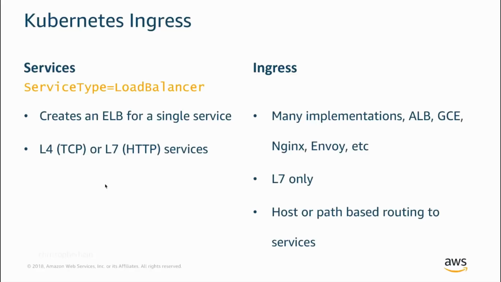Ingress, on the other hand, is L7 only and has many different permutations. For example, ALB ingress or the Nginx ingress. You can use this with Envoy and a lot of other solutions. And what it does is it provides you more customization into how you route into your applications. So for example, you can use host or path-based routing in these and route to multiple services behind the scenes.